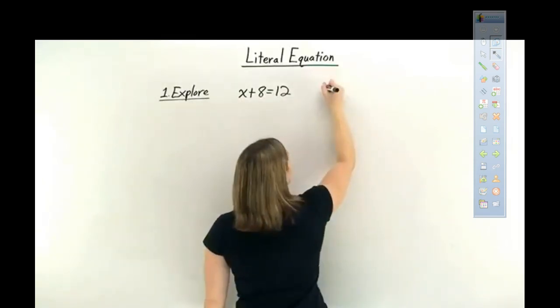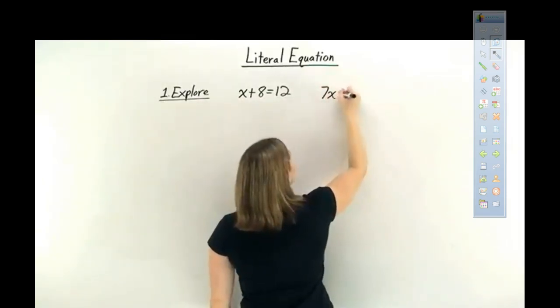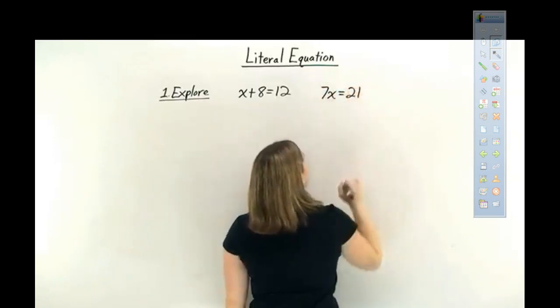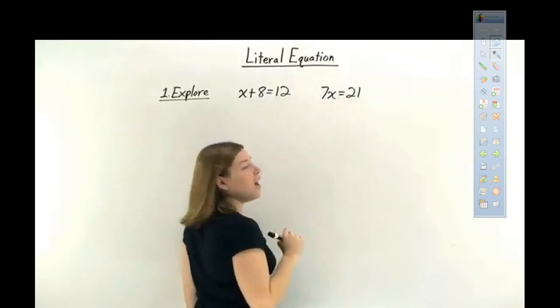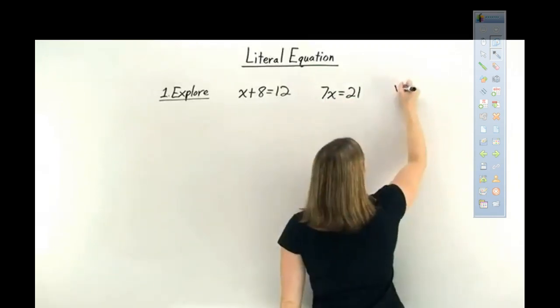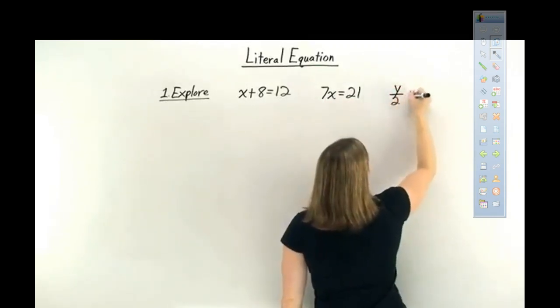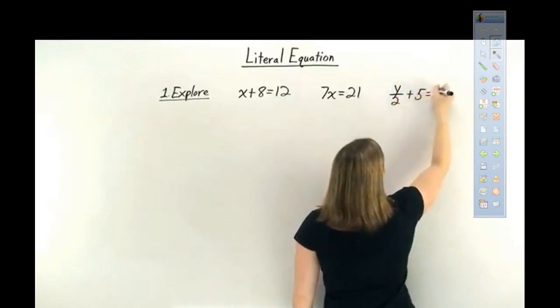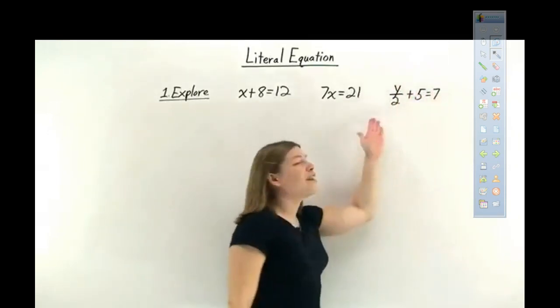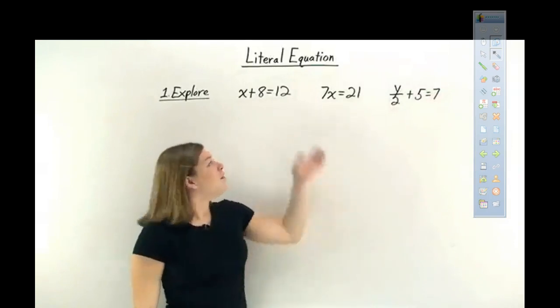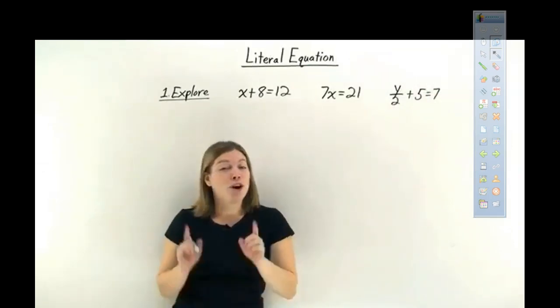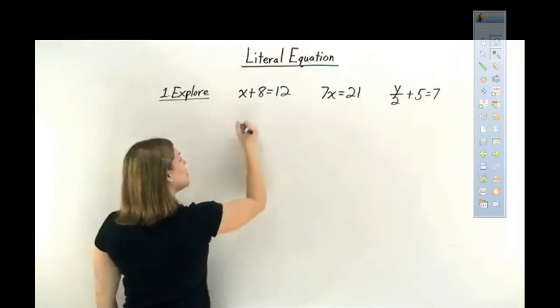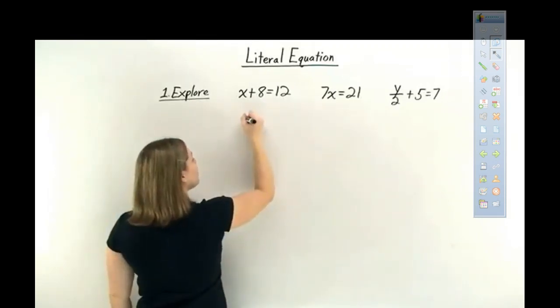Now, we can also have something like this. 7x equals 21. Here we're saying that 7x is the same as that right side 21. Or we could even have an equation like this. Y over 2 plus 5 equals 7. This is another example of an equation. Now, all of these are typical equations that you might see. But there are also some other equations that you might see as well. Let's take a look at those.